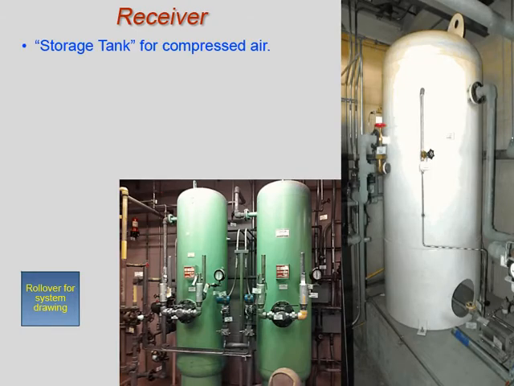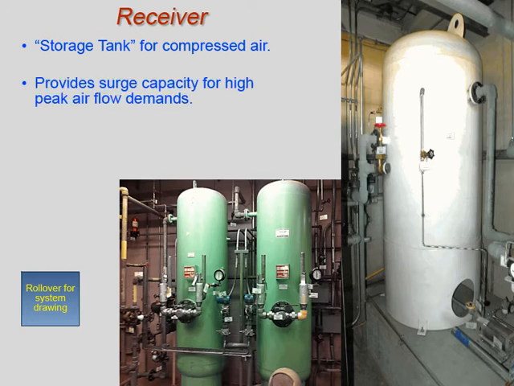A receiver is a storage location for compressed air. A receiver must be the correct size for the volume of air in the system. This allows for the receiver to balance continuous compressor capacity against much larger peak airflow demands that occur. This minimizes cycling the air compressor.